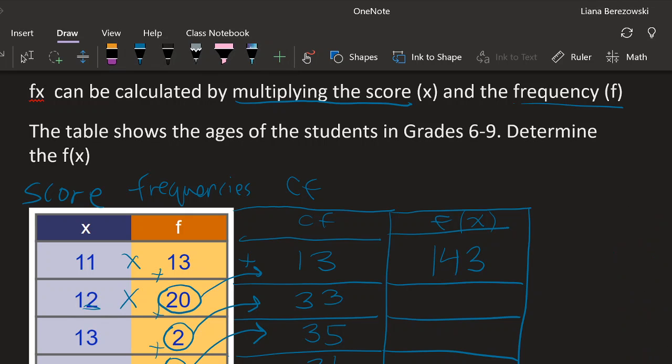Again, I'm doing that the long way here. So 20 times 12 is going to be 240. So my f of x for score 12 is going to be 240, because that's my product of multiplying 12 times 20. Next one should be a little bit easier to multiply.